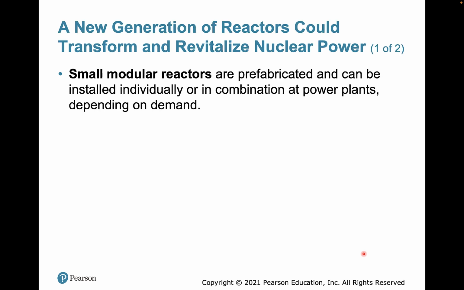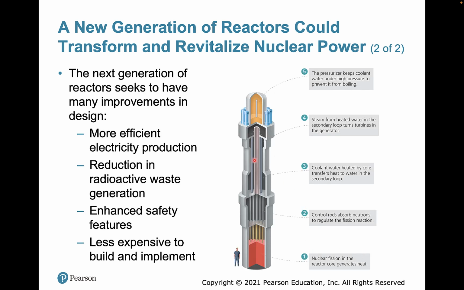They're also looking at a new generation of reactor. So it's small and it's modular. So it's prefabricated. It's like cookie cutter, and it can be installed individually or in combination at power plants, depending on demand. So it's like the next generation nuclear reactor. Okay, so it's more efficient. It reduces radioactive waste, right? The safety features are more enhanced, and it's less expensive to build and implement.